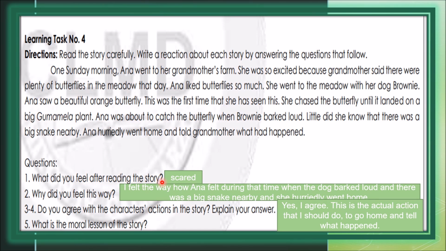Okay? Then what is the moral lesson of this story? You should ask first your lola that you're going out. You ask the permission of your grandparent before going out or going anywhere. Is that clear? Okay, good.